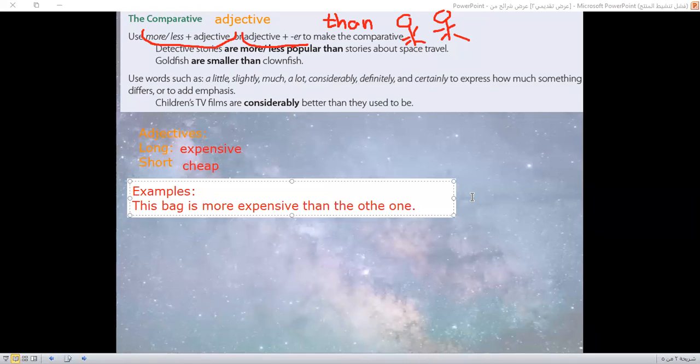Clear until now? Please write in the chat if it's clear. If you don't understand, if you want me to replay it again. All of you, it's clear?